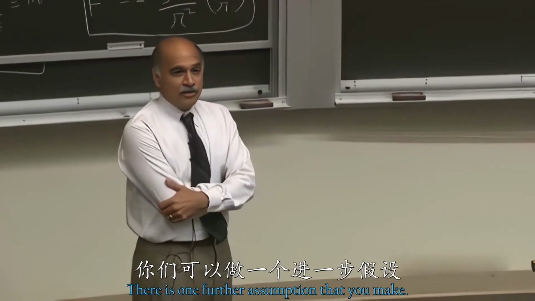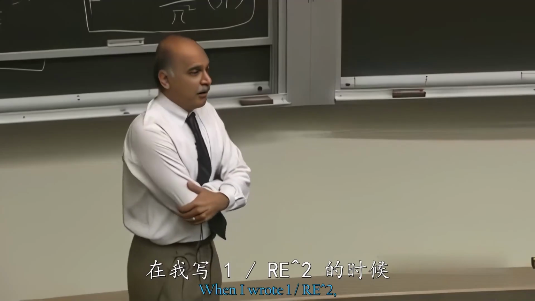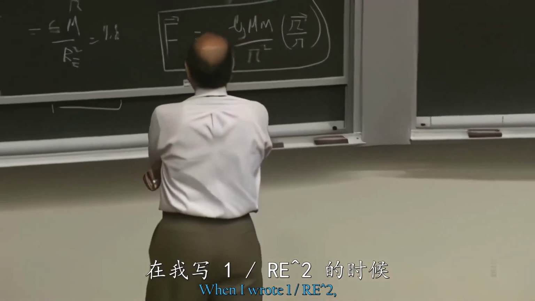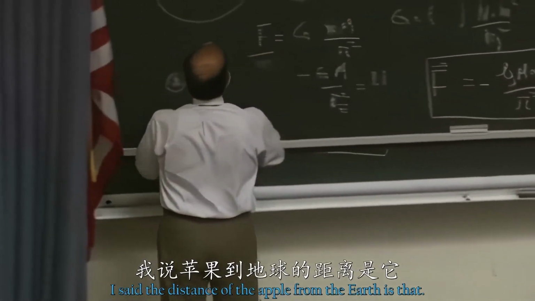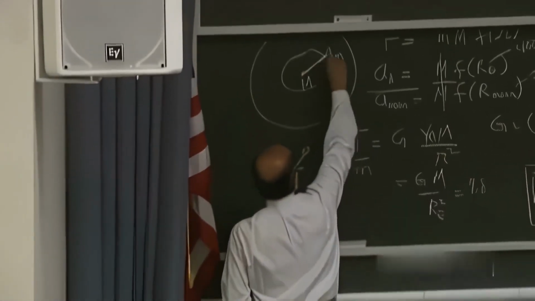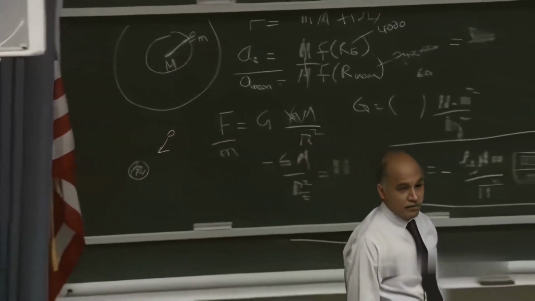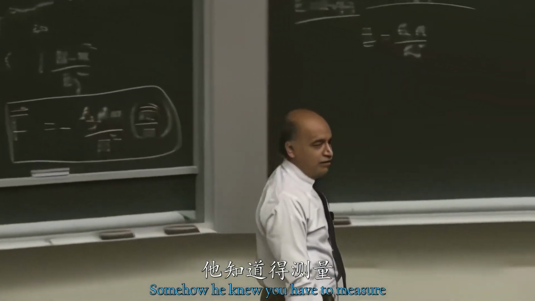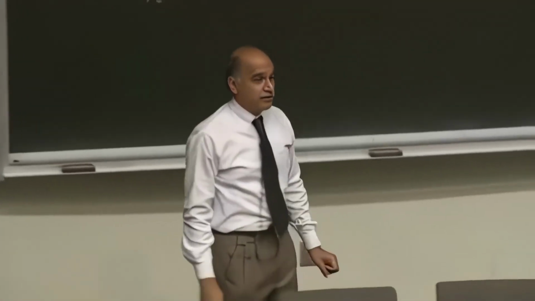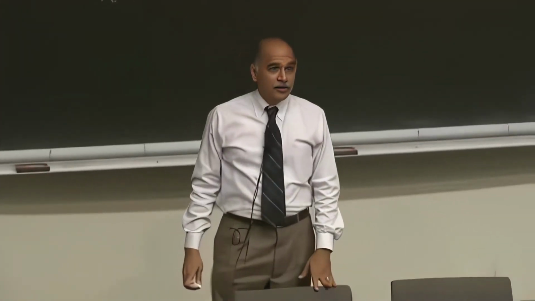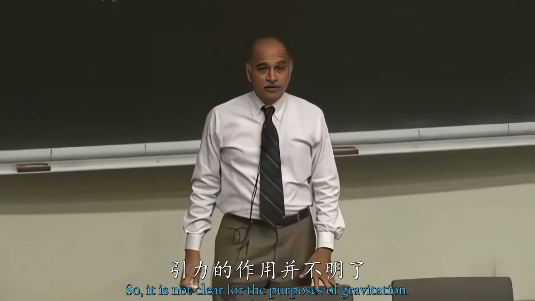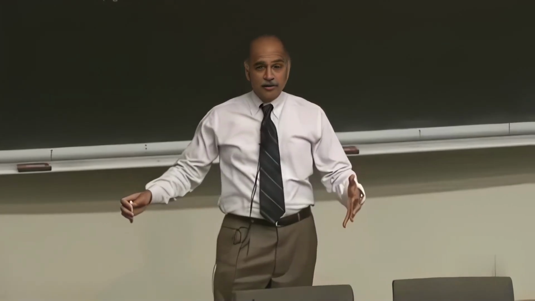There is one further assumption that you make. When I wrote 1 over Re squared, I said the distance of the apple from the Earth is that. Or maybe it should be just 2 meters from which I release it. Somehow he knew you have to measure the distance from the center of the Earth. So it is not clear for the purposes of gravitation.